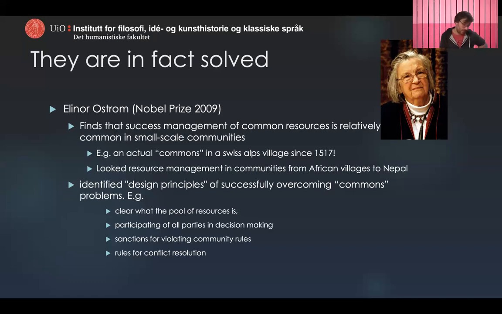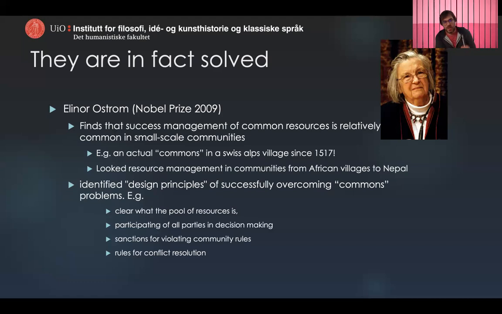So here are 4 that I picked out. The other ones you can just look up on Wikipedia, for example, or you can find out more about it in other places. It needs to be clear what the pool of resources is. It's not always clear what the common resource is. For example, this is not clear in some of the cases of, say, the climate. It's not so clear in the oceans. What exactly is the common resource? This needs to be clear.